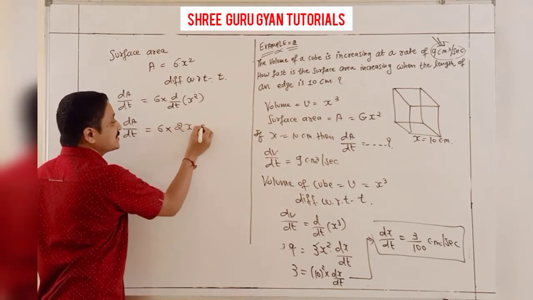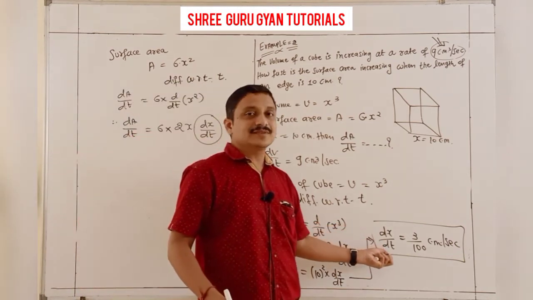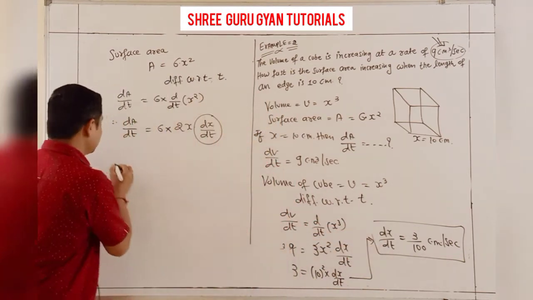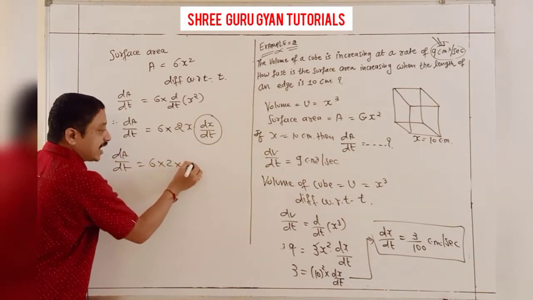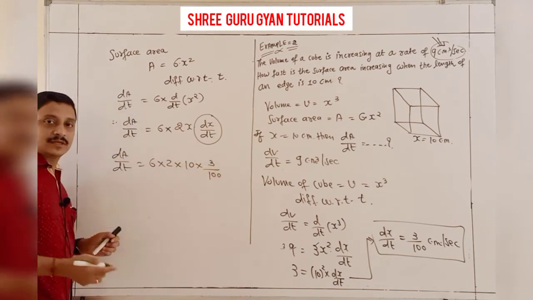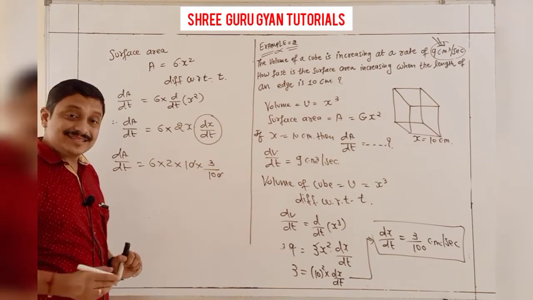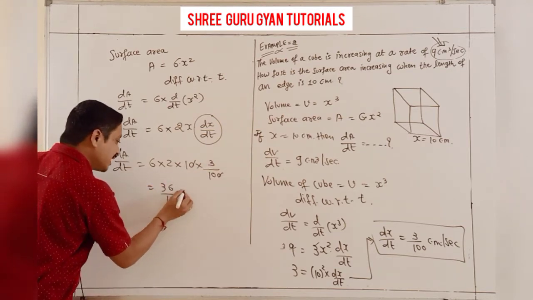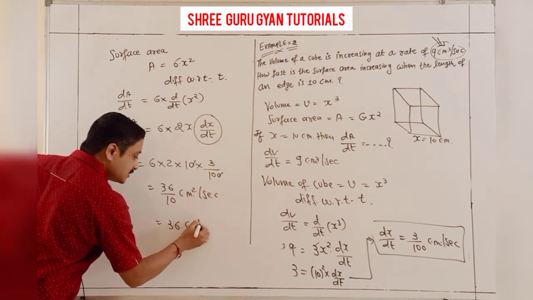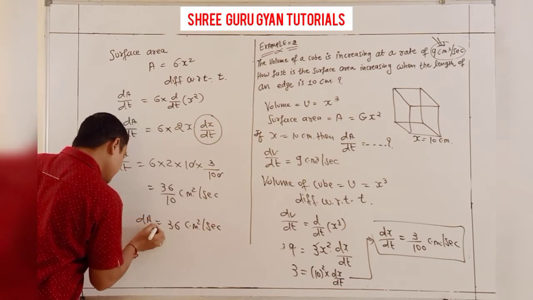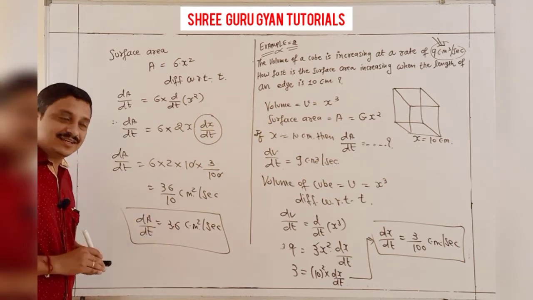Yes, dx by dt is 2x, and that is 3 by 100. It means dA by dt is easily 6 into 2x, and what is x? 10, and it is 3 by 100. Easily the zeros cancel. 6 times 12, 12 threes are 36 by 10, so 3.6 centimeter square per second. This is the surface area change with respect to time. It is 3.6, students, and very easy.